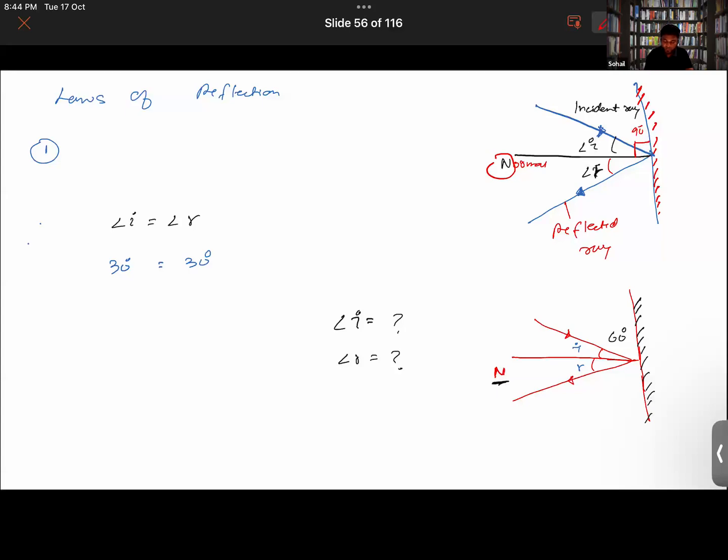Look at the arrow where I'm pointing here. This whole angle is 90-degree. This whole angle measures how much? 90-degree. And this much angle here is 60-degree. So you just need to find the angle of incidence and the angle of reflection, what that will be.